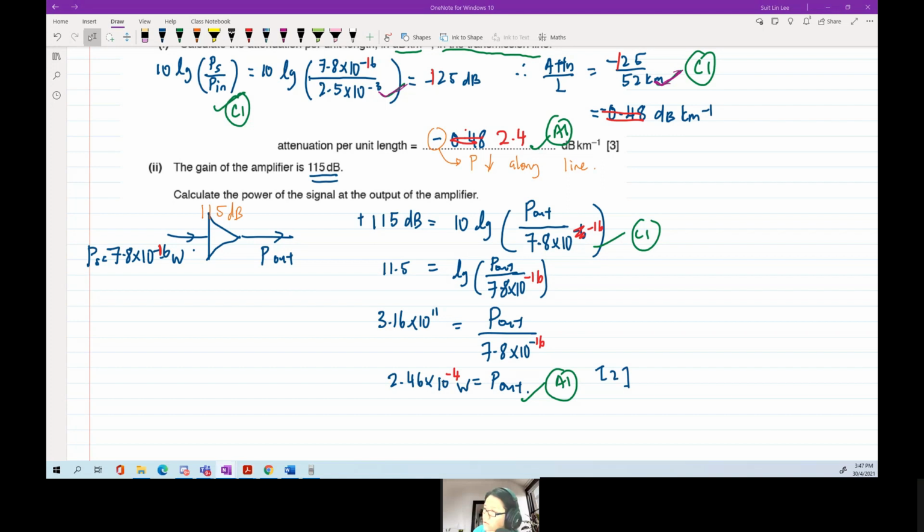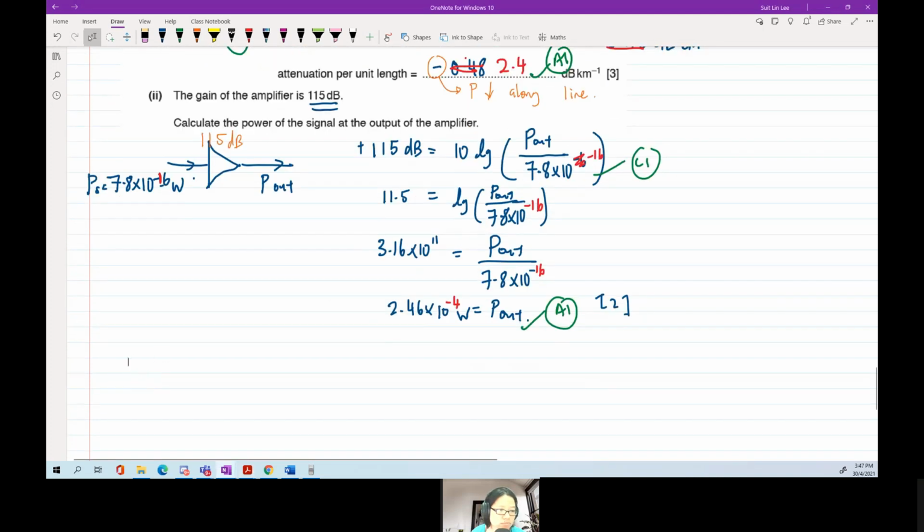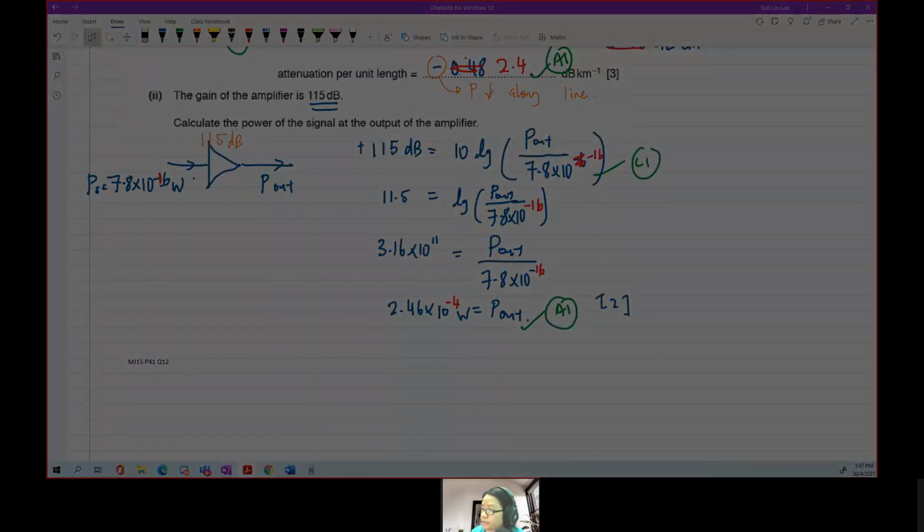Let's see. Paper 4.2. Okay, we can do this one. Last one. May, June 15. 4.1. Question 12. I shall crop the question.